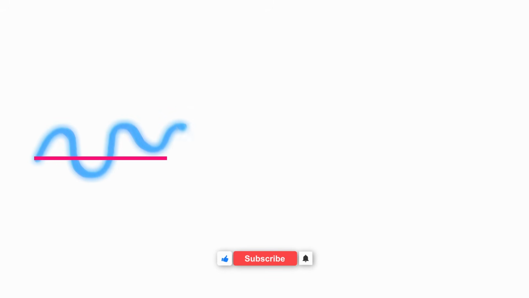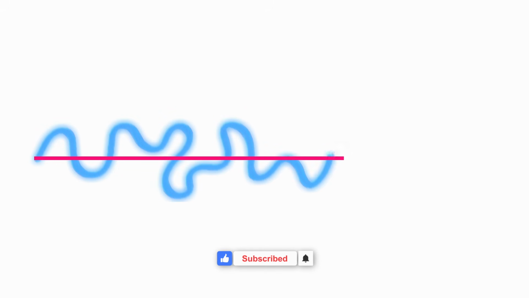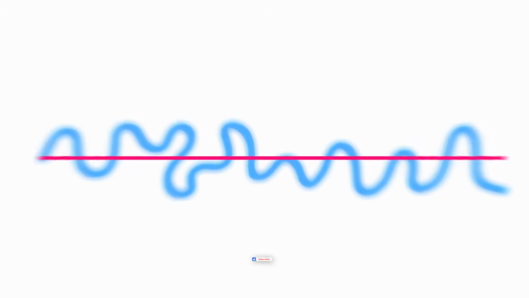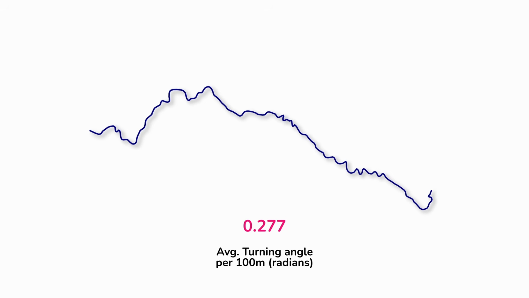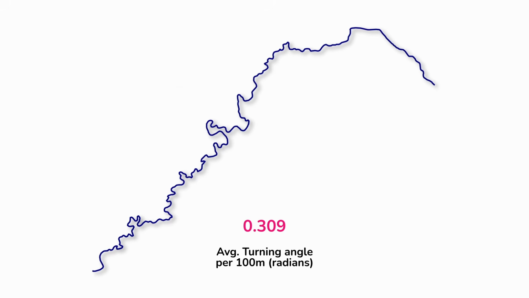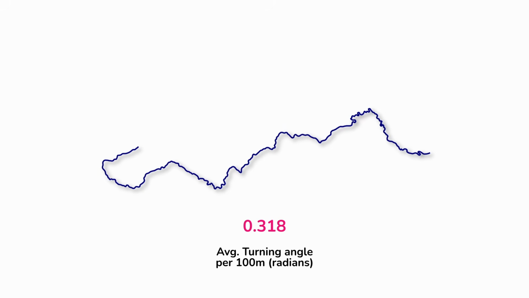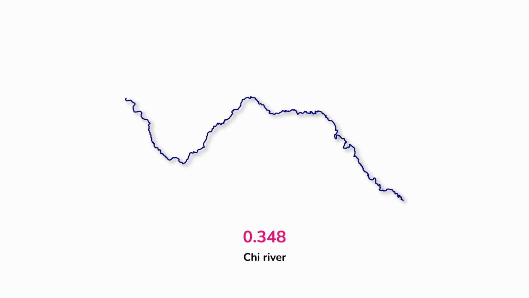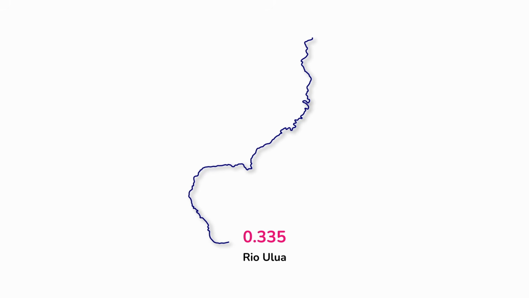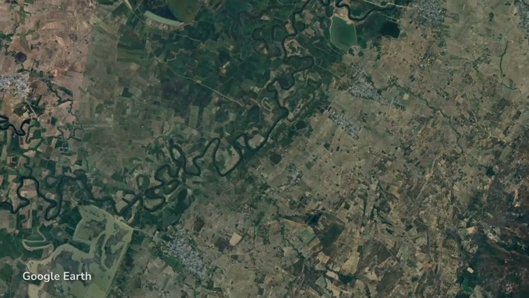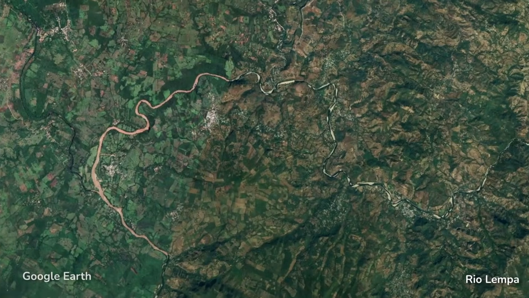Sinuosity only tells me how far a river strays from a straight line, not how often it twists. So I needed another metric. This time I measured the average turning angle per unit of distance. The more frequent and sharper the turns, the higher the value, and the more twisty and squiggly the river is. So, after measuring this, the squiggliest river is the Chi River in Thailand, followed by Rio Lempa and Rio Ulua, both in Central America. And indeed, those rivers look very squiggly.